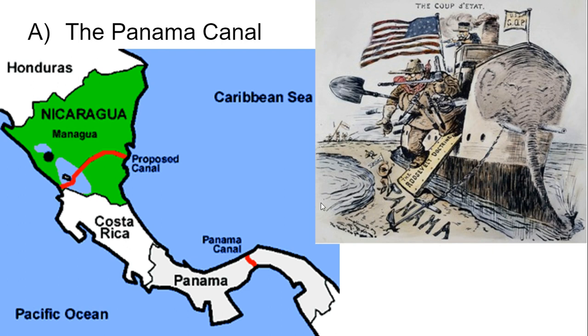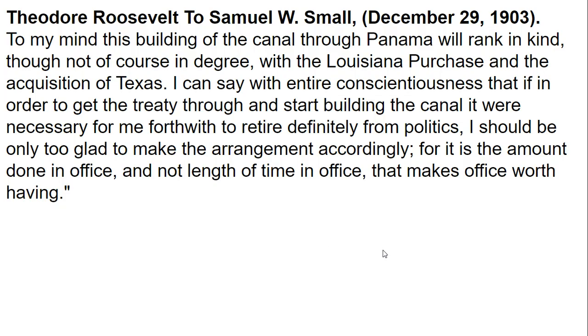And so the United States, in order to get permission to dig a canal through Panama, helped sponsor some Panamanian rebels to declare their independence from Colombia. And with tacit support from the U.S. Navy and U.S. Marines, Panama became its own independent country. Here's Theodore Roosevelt advocating building a canal through Panama and why he thinks it's important.